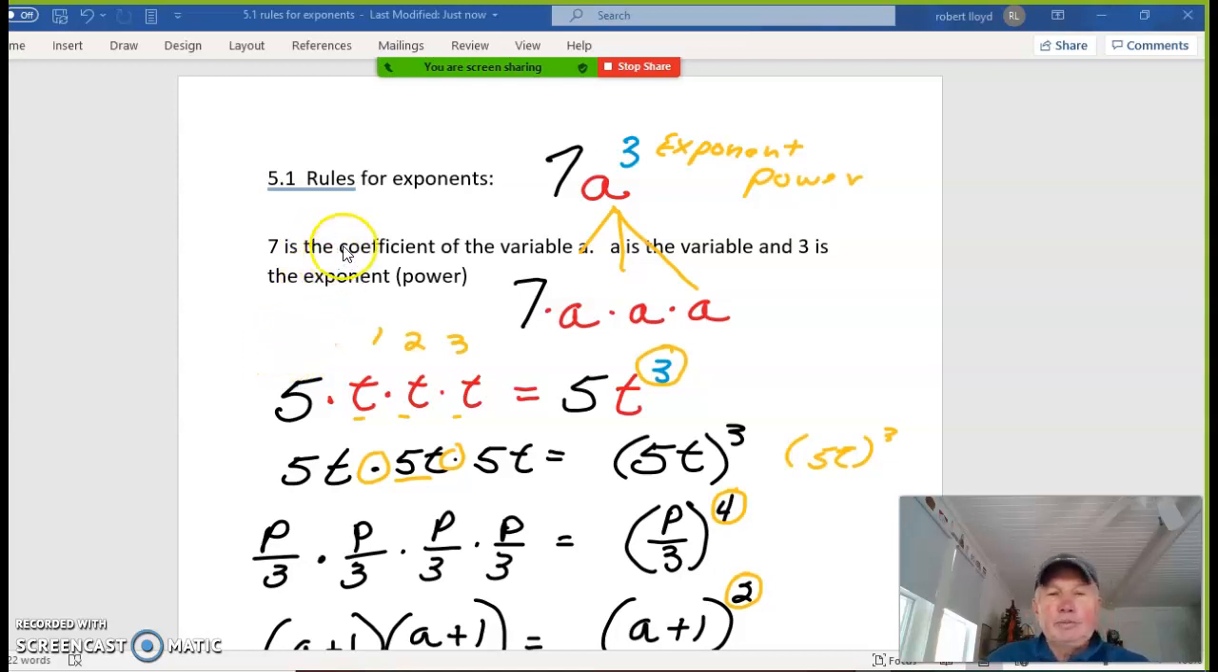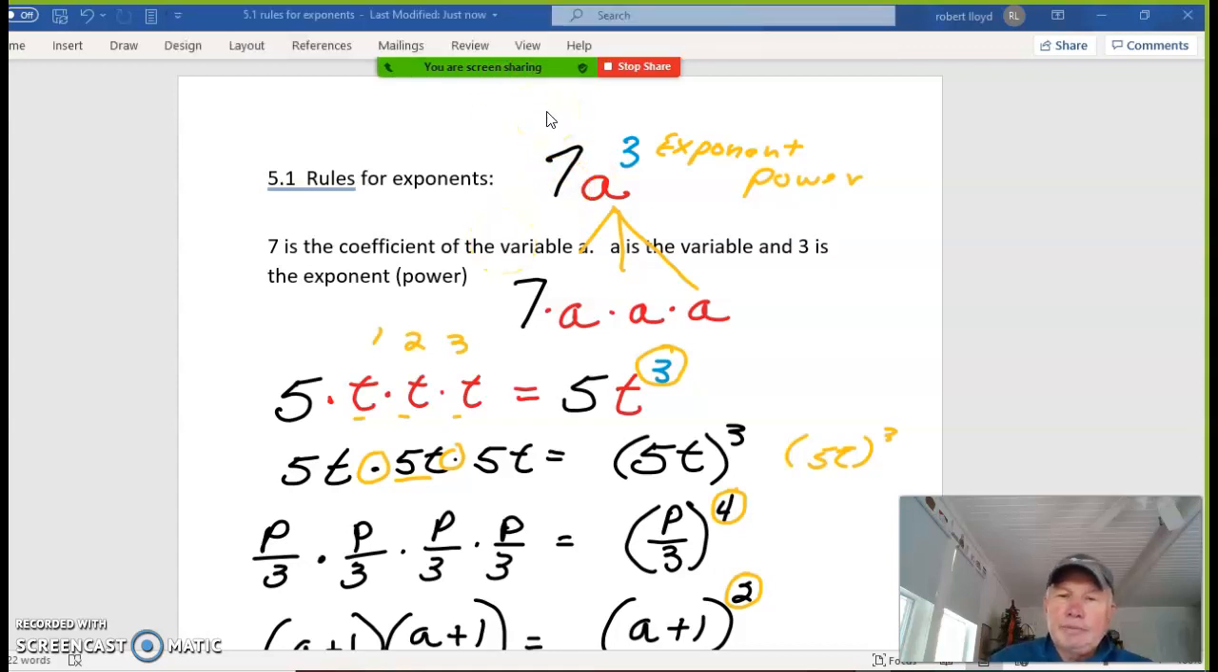Okay, this is 5.1, rules for exponents. We're going to leave the graphing behind for a little bit, although I see on ALEKS that it comes up from time to time in the general review.